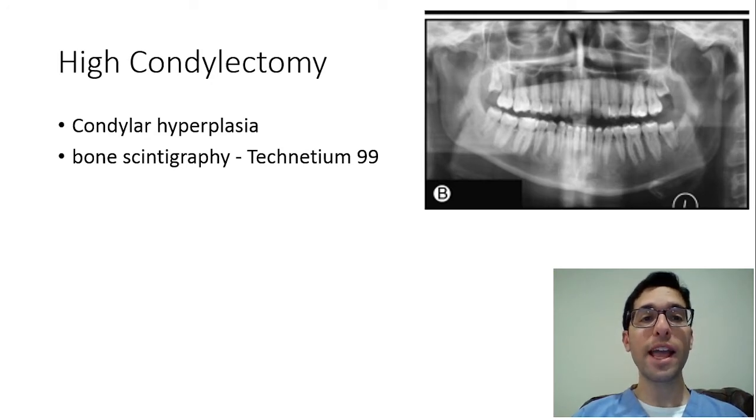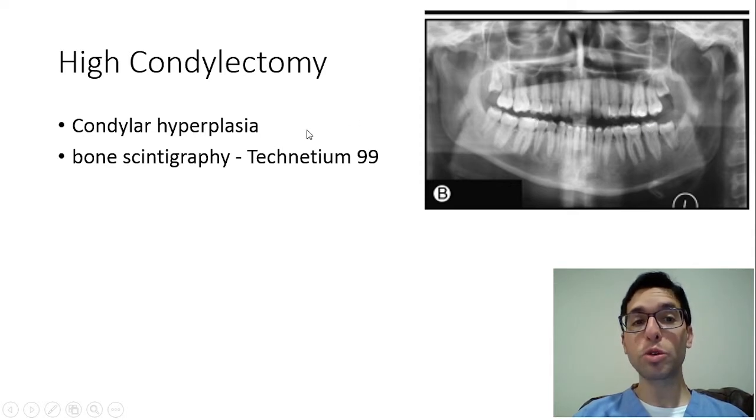All right, second procedure. Moving on to a high condylectomy. A high condylectomy is indicated for condylar hyperplasia. As you can see in this picture, you have an elongated condylar head and neck. If you also notice, this patient has an ipsilateral open bite due to the condylar hyperplasia.